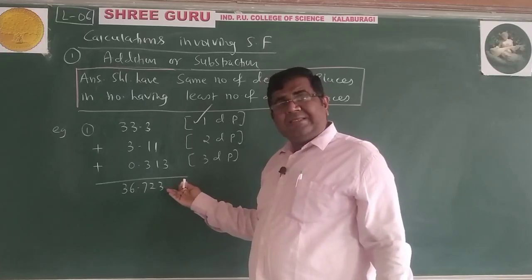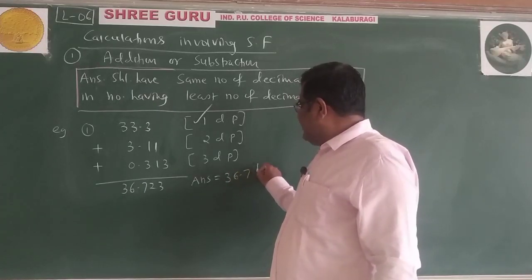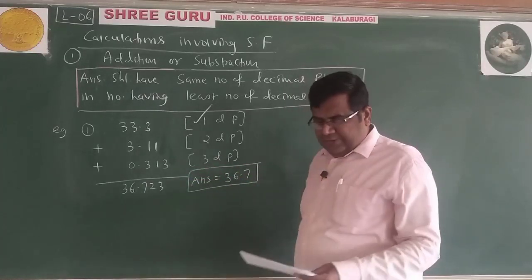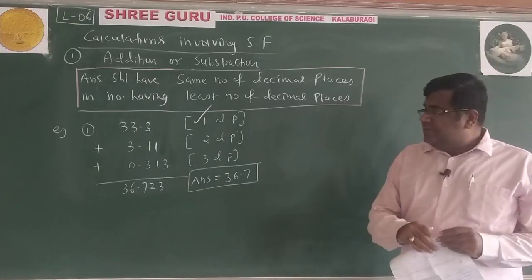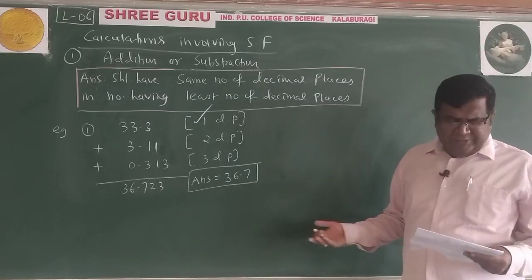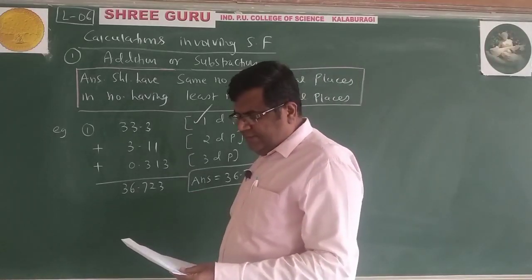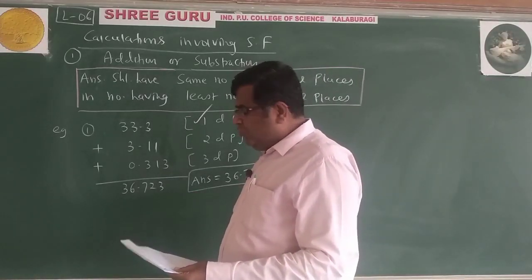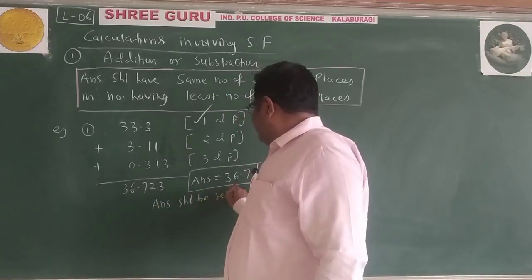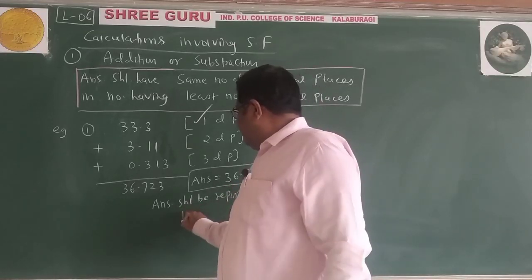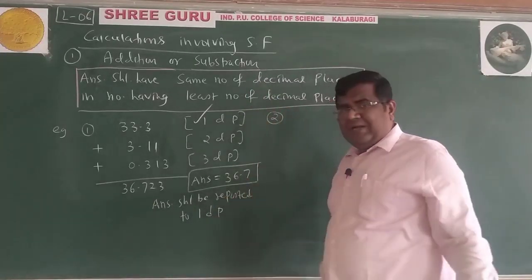so it is dropped as it is. So what should our answer be? The answer should be 36.7. This should be the correct answer here. You are understanding this? It should have the least decimal places. We will give another example. Now, I will write here why I have written this answer. The answer should be reported to 1 decimal place.